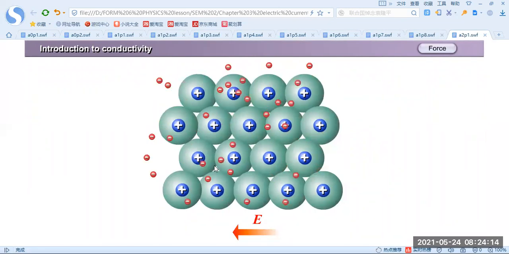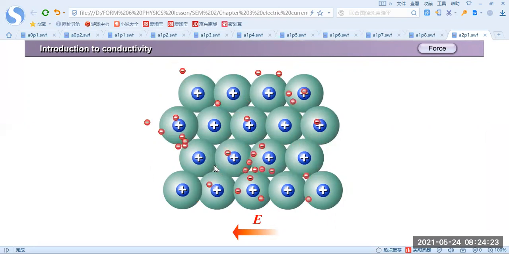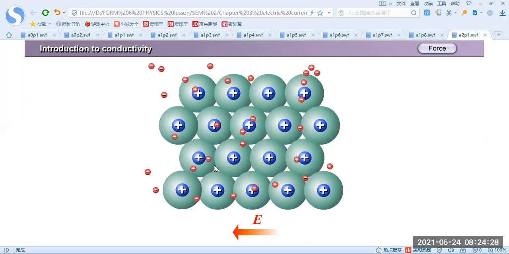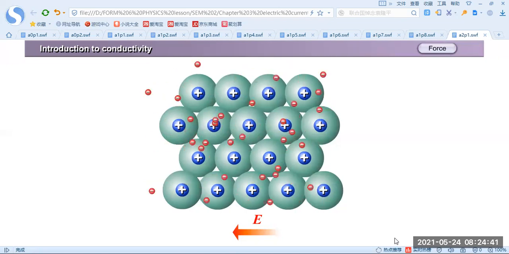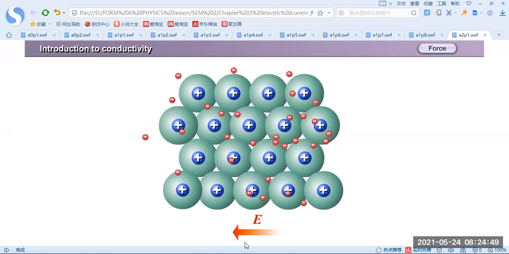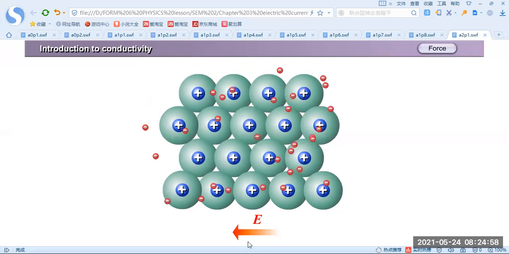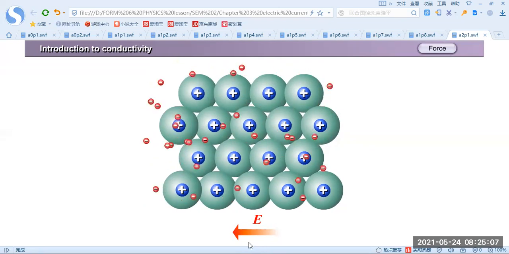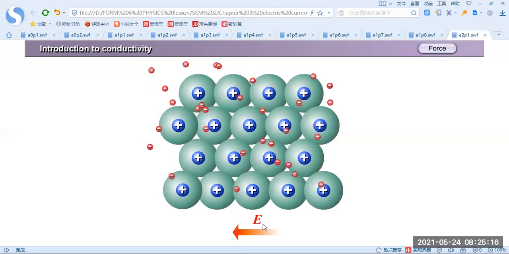Let's look at the slide. The slide shows free electrons moving in the influence of an electric field, or in the presence of an electric field. The electron, with negative charge, moves in the opposite direction to the electric field. What is meant by electric field, we learned before. An electric field is a region where a charge experiences an electric force.